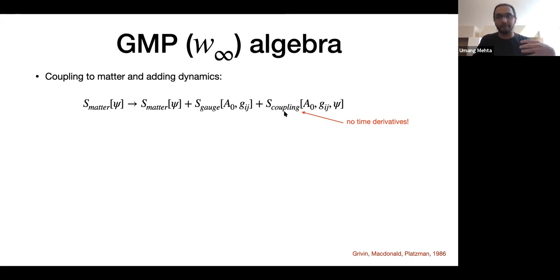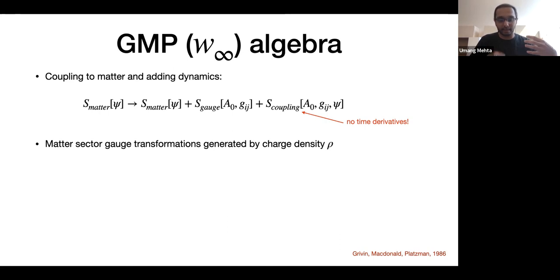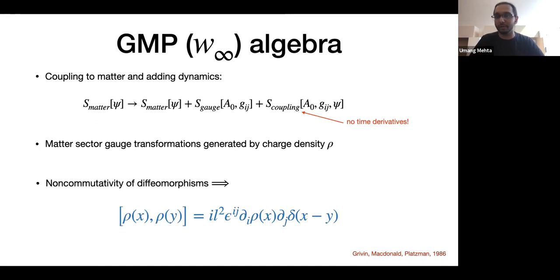So now, Gauss's law relates the conjugate to Aij to the matter charge density rho. The electric field generates gauge transformations in the gauge sector. The charge density then generates gauge transformations in the charge sector. And one finds that the non-commutativity of diffeomorphisms implies that the charge density must obey the long wavelength GMP algebra.